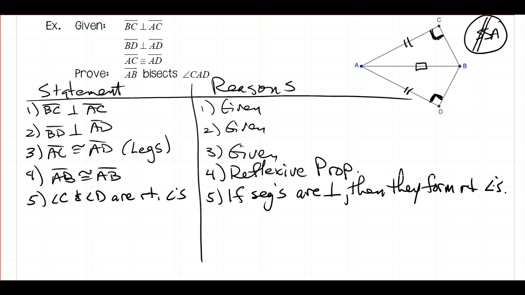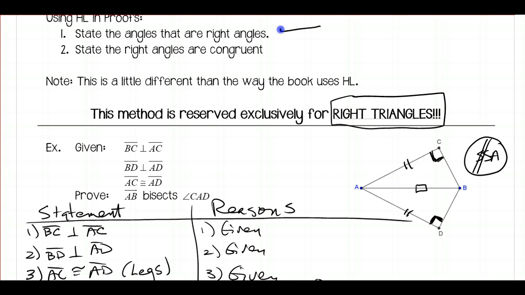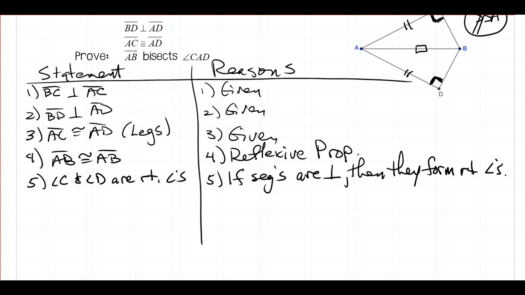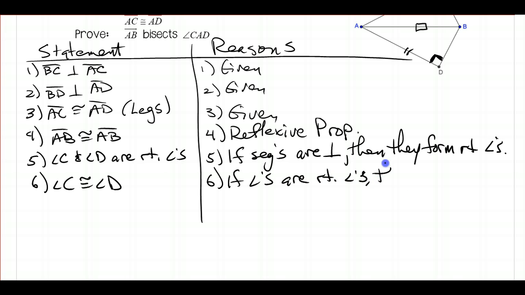Okay, so if we go back up here, we can state that the angles are right angles, and now we're going to state that they're congruent. So now I've got angle C is congruent to angle D. If angles are right angles, then they're congruent. Okay, so here's our legs.